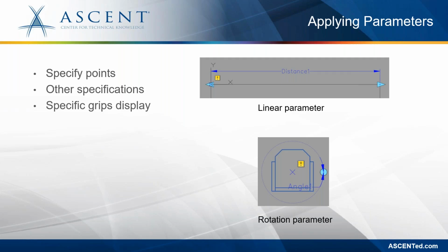When the parameter is placed, specific grip points are also displayed with it. As you can see on the screen, for the linear parameter, there are two grips, those blue arrows. You can see one is pointing to the right and the other one is pointing to the left. These are the grip points for the parameter. And for the rotation parameter, you can see a blue circle, that cyan circle there. That is the grip point for the rotation parameter.